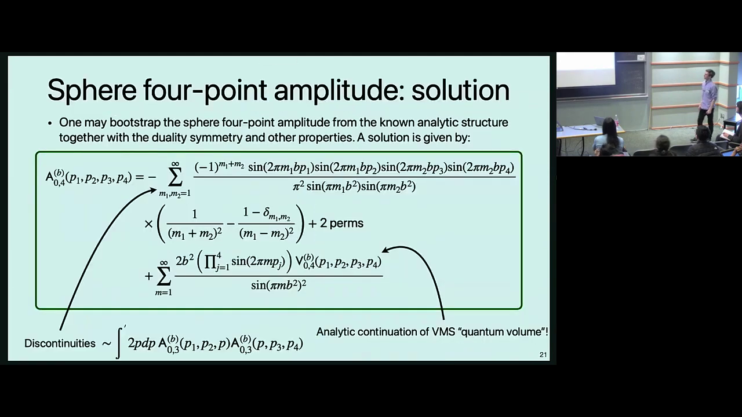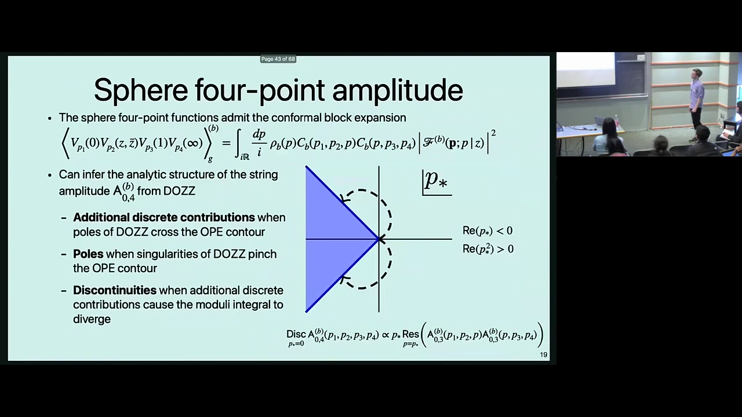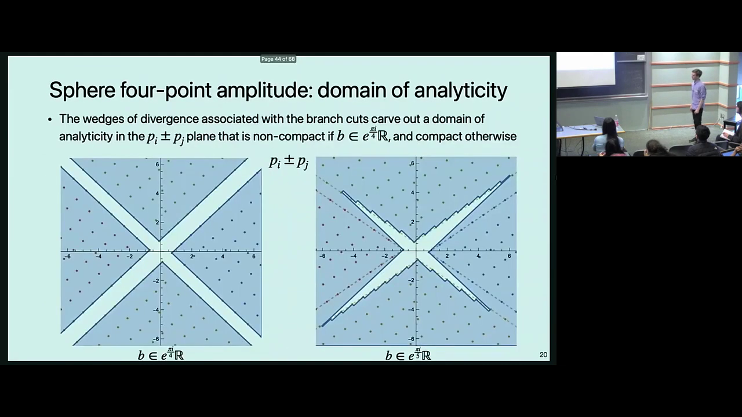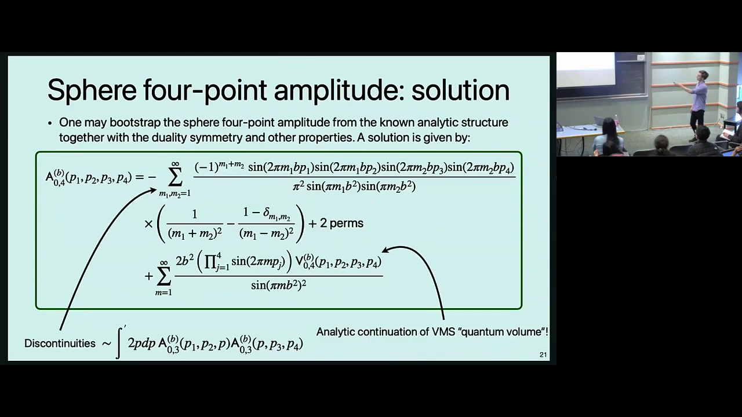Okay, so I've told you a lot of properties of the sphere 4-point amplitude, and it turns out that you can use these analytic properties together with the duality symmetry and some other properties that I don't have time to discuss in much detail to essentially bootstrap the full answer. And it turns out that a solution is given by the following somewhat complicated, but I promise manageable formula.